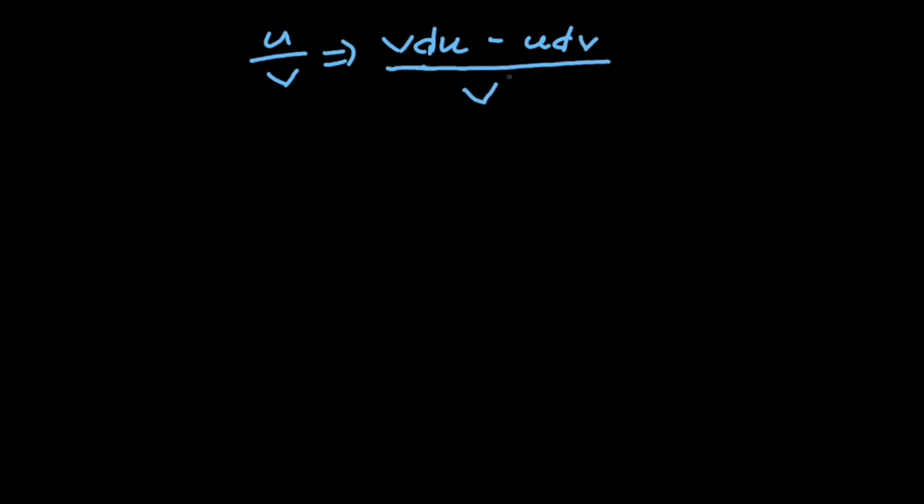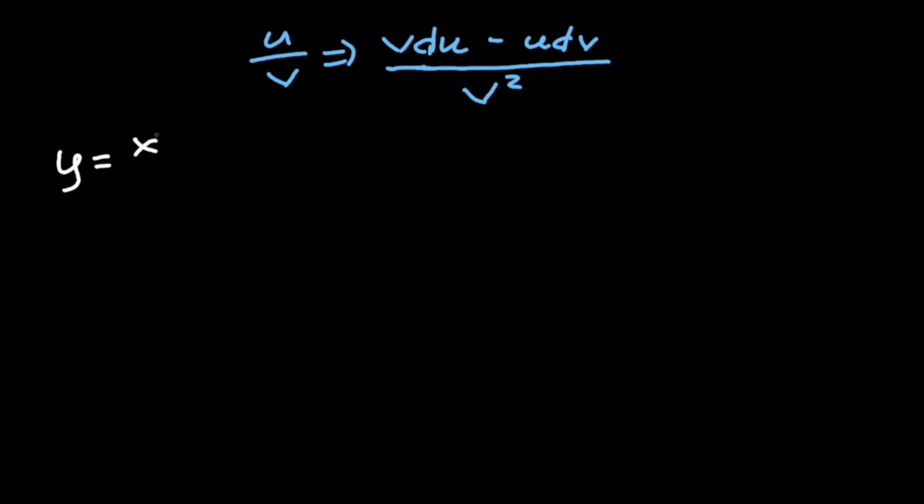Today, we're going to be talking about quotient rule. Here is the general formula. U over V will be V multiplied by the derivative of U minus U multiplied by the derivative of V over V squared. Let's see some examples.